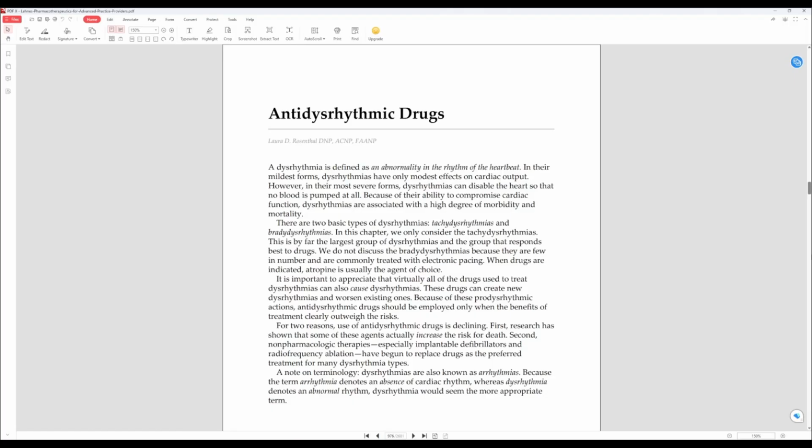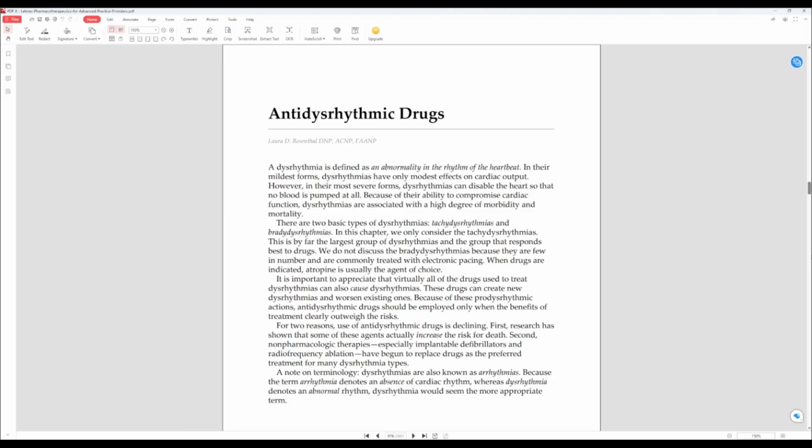Antidysrhythmic drugs. A dysrhythmia is defined as an abnormality in the rhythm of the heartbeat. In their mildest forms, dysrhythmias have only modest effects on cardiac output. However, in their most severe forms, dysrhythmias can disable the heart so that no blood is pumped at all. Because of their ability to compromise cardiac function, dysrhythmias are associated with a high degree of morbidity and mortality.